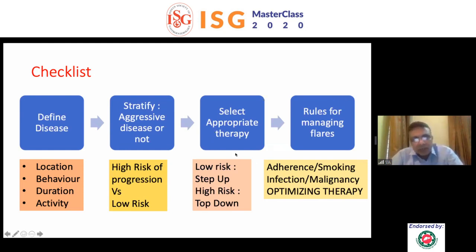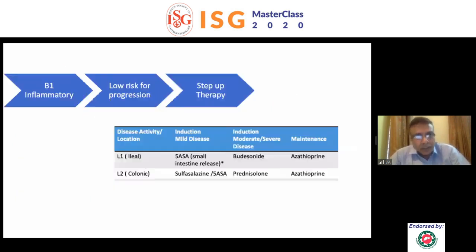Select the appropriate therapy according to the stratification, and rules for managing flares are going to be applied in every patient. And if you apply these rules, you're not going to make any mistake, or you're going to make the least amount of mistakes. So keeping this checklist in mind, now let us start applying it on patients.